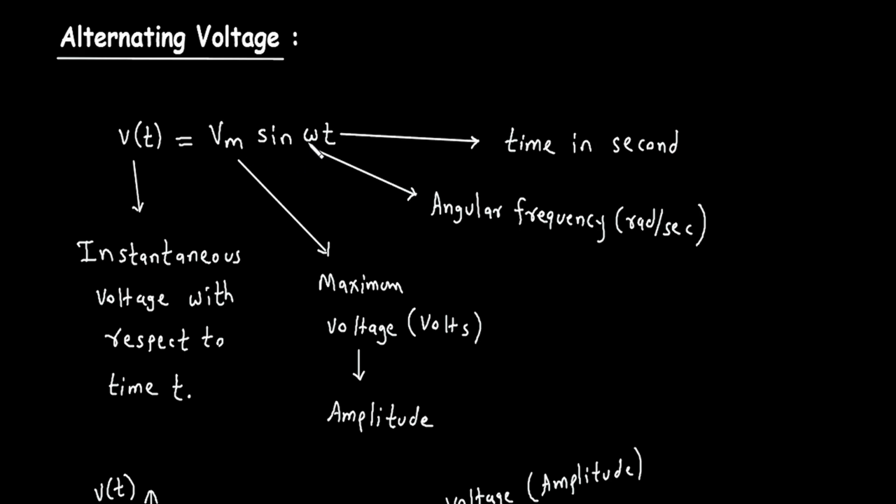Omega (ω) is the angular frequency, measured in radians per second. It describes how fast the voltage oscillates. t is the time in seconds. It's the independent variable that indicates the progression of time.